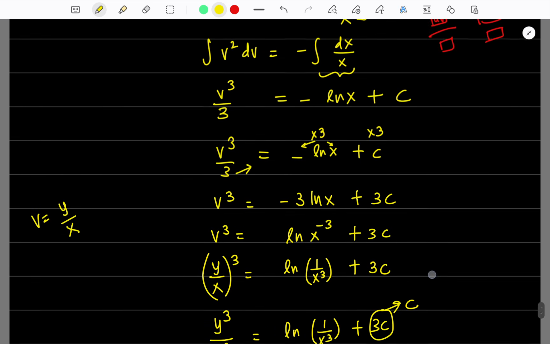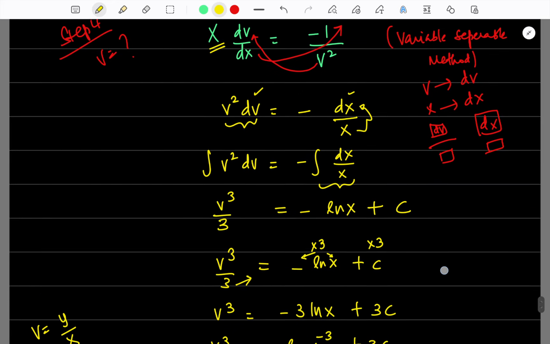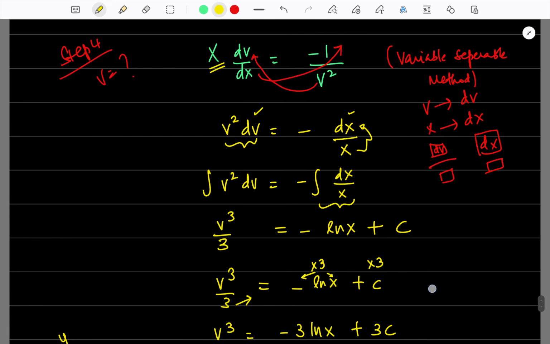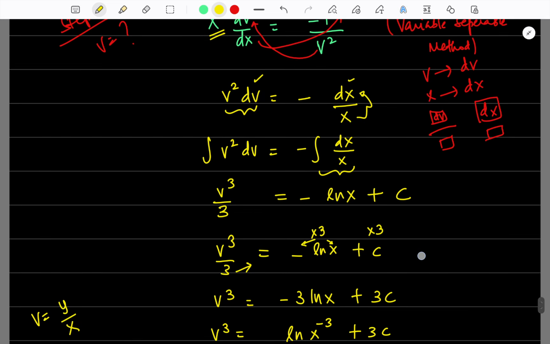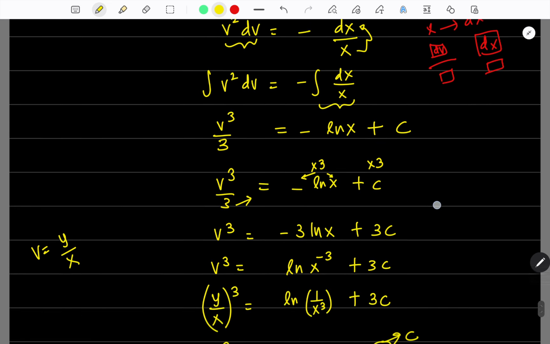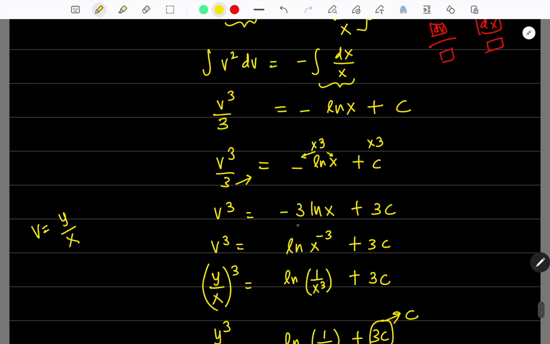So this is what happened to the equations. Let me check again. v squared dv is equal to minus dx divided by x. So integral v squared dv is equal to minus integral dx by x. So this is v cube divided by 3 and this is minus ln x plus c. This is v cube by 3, so let me cross multiply this one. It will be minus 3 ln x, and this is 3c, so we can write it as c also. So v cube is equal to minus 3 ln x plus 3c.